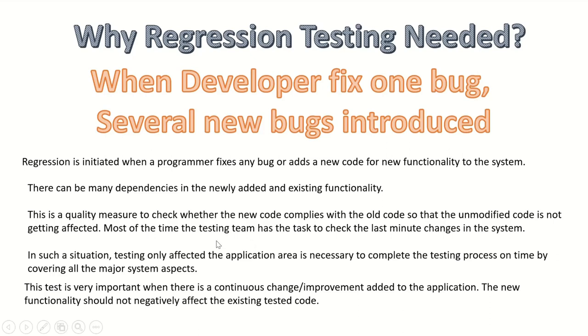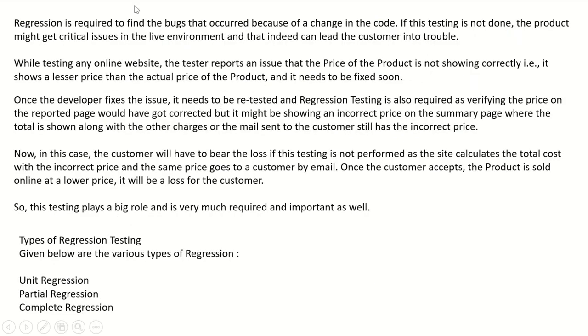Most of the time, the testing team has to check last-minute changes in the system. In such a situation, testing only the affected application area is necessary to complete the testing process on time while covering all the major system aspects. So this test is very important when there are continuous changes and improvements added to the application. The new functionality should not negatively affect the existing code. So regression testing is required to find bugs that occurred because of changes in the code.